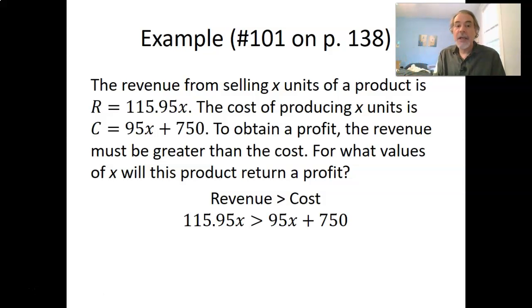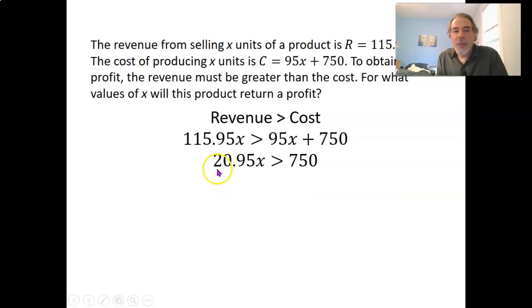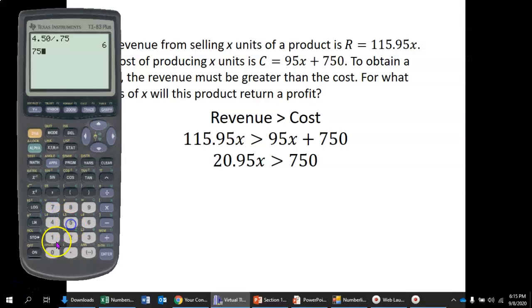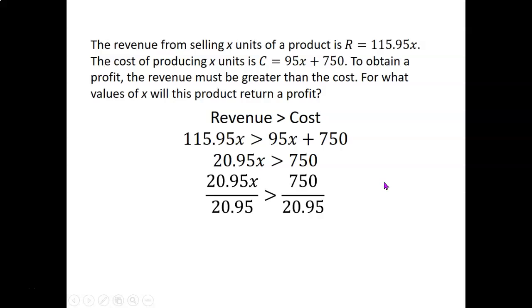115.95x is greater than 95x plus 750. Okay, let's solve that. We have x terms on both sides. Let's get rid of the x term over here. Subtract 95x on both sides, and we get 20.95x is greater than 750. Now let's go from 20.95 times x to just x by dividing both sides by 20.95. 750 divided by 20.95 gave me 35.7995 something. So x is greater than that number.